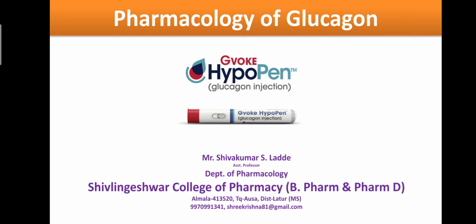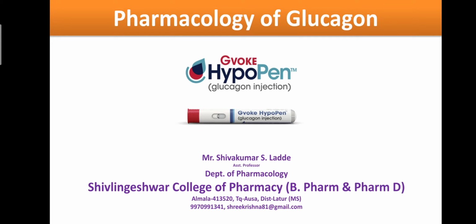It does so by enhancing the breakdown of glycogen into glucose or inhibiting the formation of glycogen. In both ways, the glucose level in the blood increases. And second, glucagon can enhance gluconeogenesis, that is, the formation of glucose from non-carbohydrate sources. Like that, glucagon helps to elevate the blood sugar level.